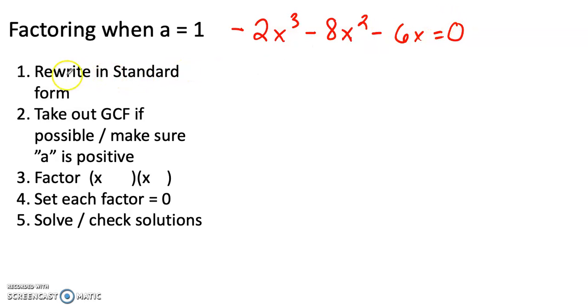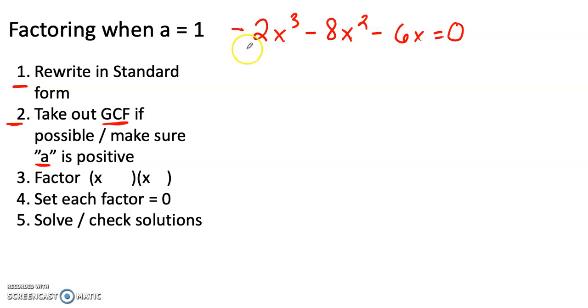So the first step is to rewrite it in standard form. And we also need to take out the greatest common factor if possible. And we need to make sure that our a is always positive. Right now in our standard form, my a is negative 2, my b is negative 8, and my c is negative 6. I definitely need to make this a positive, and I also want to see if there's a factor I can divide each one of these numbers by in order to simplify this.